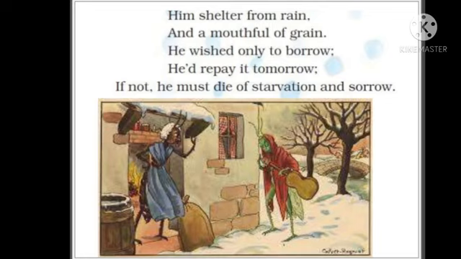So two things are needed from the ant, that is shelter and food. That is a shelter from rain and a mouthful of grain, and he will be repaying it because it is just a deed of borrowing. And if the ant is not letting him have both the things, he will die of starvation. Starvation means hunger, and sorrow.